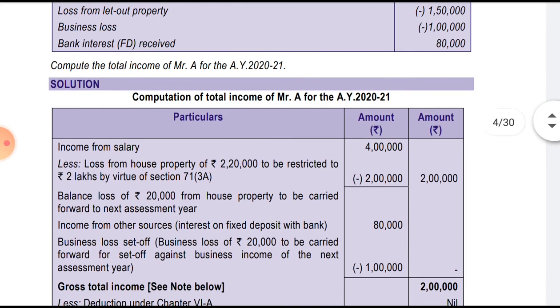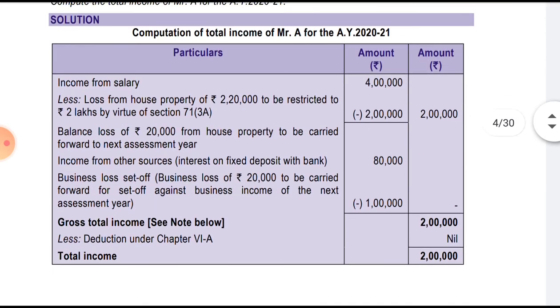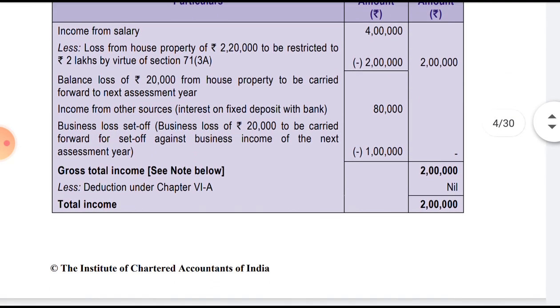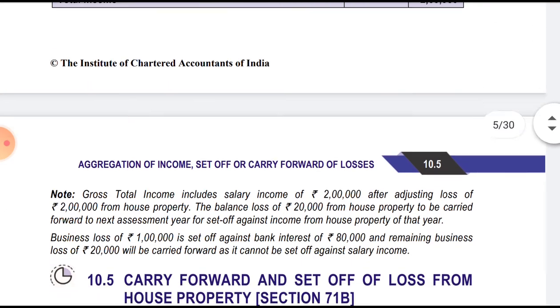Next assessment year. So 4 lakh was salary income minus 2 lakh rupees, so 2 lakh income. 80,000 minus 1 lakh rupees, so it is nil, and in this case 20,000 will be carried forward against the business income of the next assessment year. In house property also, the balance of loss of 20,000 rupees from the house property is to be carried forward for the next assessment year. Perfect. So only 2 lakh rupees will be taxable, that is the gross total income, and deduction is nil. Total income is 2 lakh rupees.